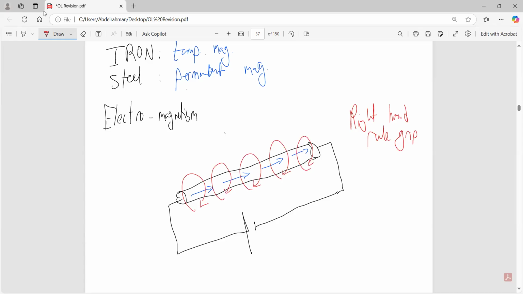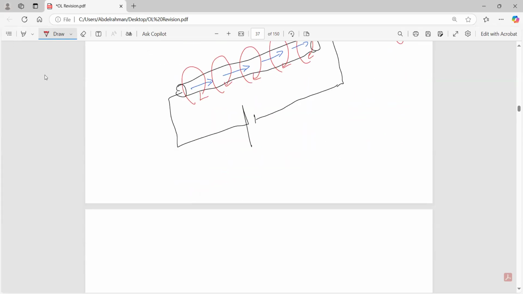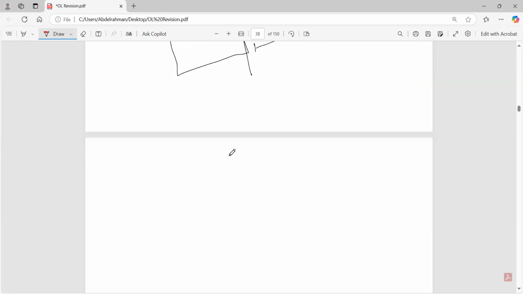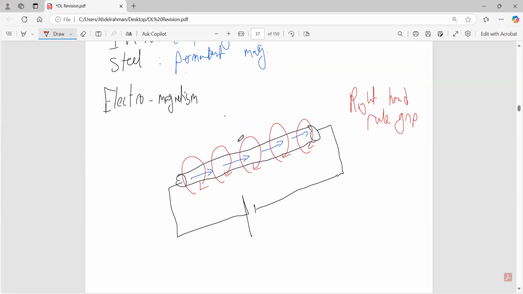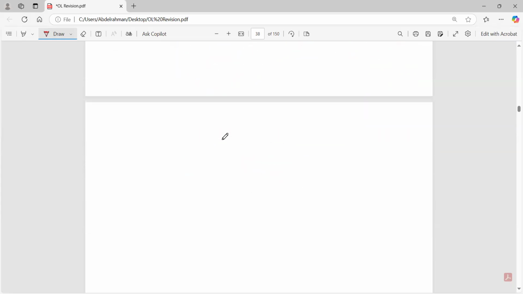Usually, he would ask you to find the direction, but not in this way. This is more of a 3D representation. Usually it would be more of a 2D representation. How so? He would tell you that the magnetic field is either into the page or out of the page.